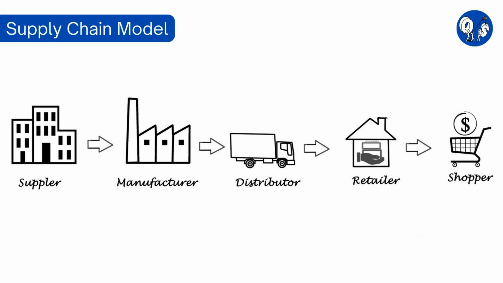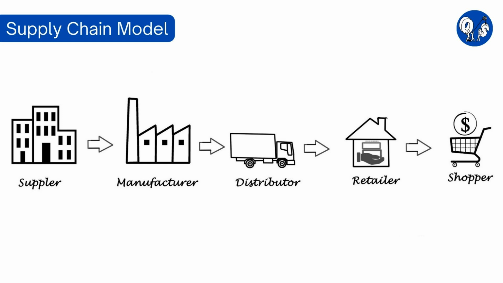Let's move on to the next entity, that is the manufacturer. The manufacturer is the one who manufactures the product by procuring raw material from the suppliers. He then hands over the finished product to distributors, wholesalers and retailers for selling purposes.